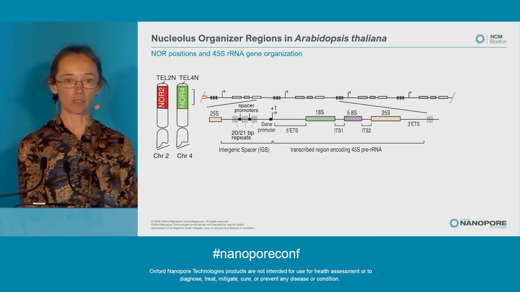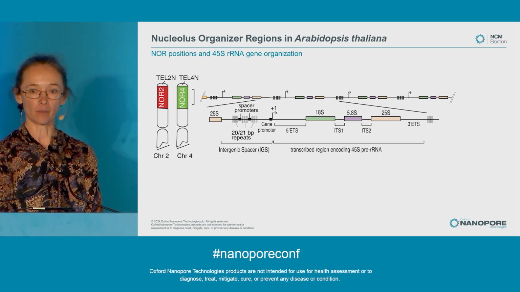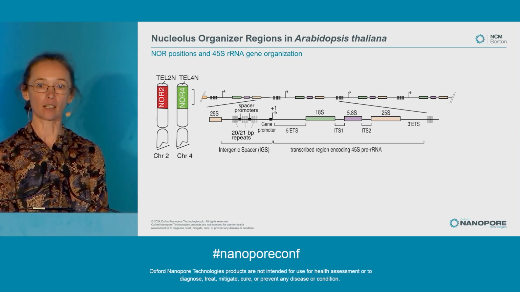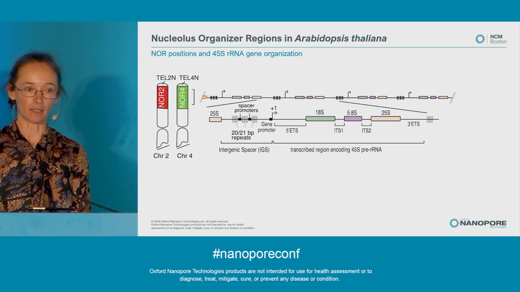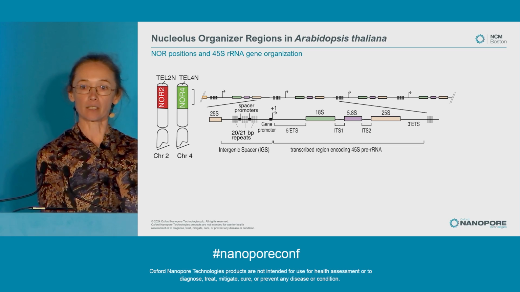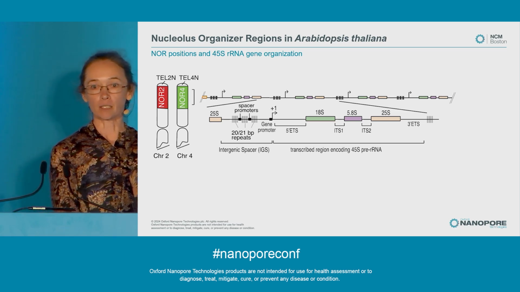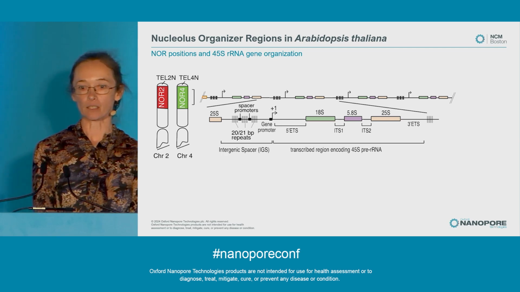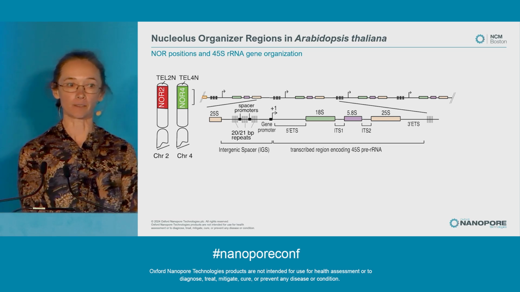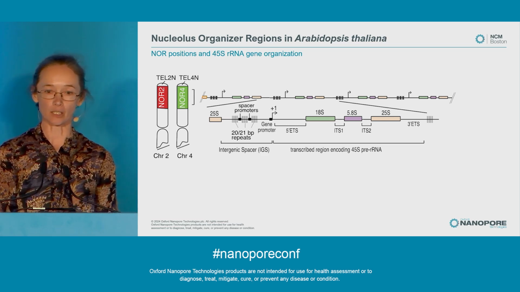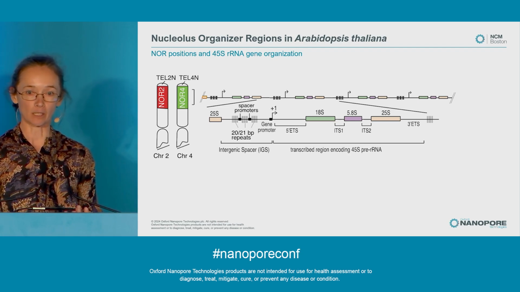So in Arabidopsis, nucleolus organizer regions are located at the tips of chromosome 2 and chromosome 4. These regions span across several megabases and contain hundreds of tandemly repeated ribosomal RNA gene units. Each unit is about 10 kilobases. Ribosomal RNA genes are very similar to one another and cannot be discriminated using short-read sequencing approaches. So we took advantage of ultra-long sequencing reads, which span across several ribosomal RNA gene units, but also they were accurate enough to discriminate large structural variations, such as insertions and deletions, sometimes found within individual ribosomal RNA gene units.